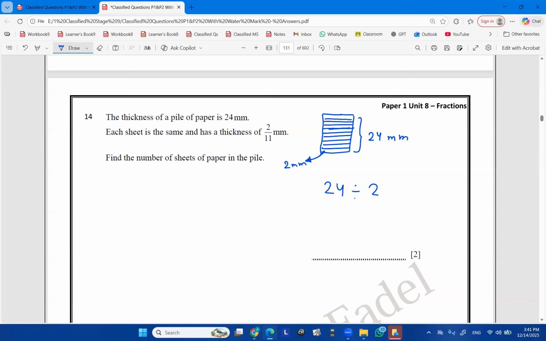But here, they're not telling you that one sheet is 2 millimeters. They're telling you that one sheet is 2 over 11. So 24 divided by, not 2, it is divided by 2 over 11. Keep change flip. 24 times 11 over 2 equals, you're going to need to simplify first. This is 2 over 1, 24 over 1. 2 divided by 2 is 1. 24 divided by 2 is going to be 12. 12 times 11 is going to give you exactly 132. So there are 132 sheets.